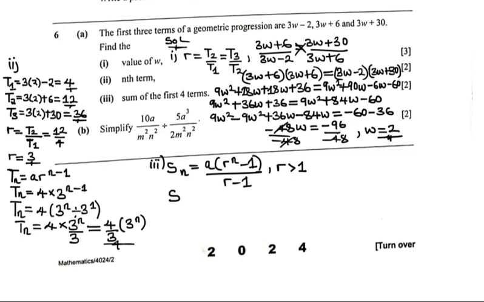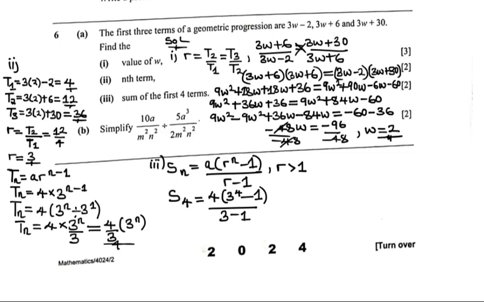So S n, in this case, we are looking at 4 terms. So it is S subscript 4 equal to a. A is the first term. Now the first term we calculated is 4. So on a, we are going to put 4. Open bracket, r is 3 and n is 4. Then minus 1. Then divided by r minus 1, that is 3 minus 1.